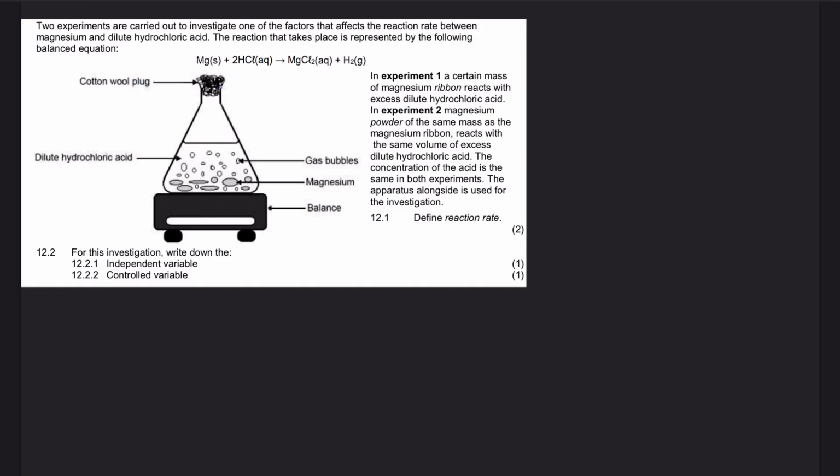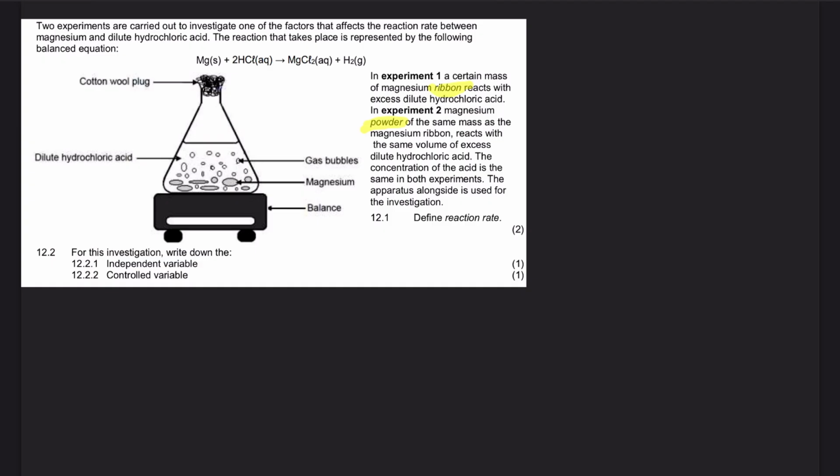They tell us that in experiment 1, a certain mass of magnesium ribbon, so they've written that in italics, so it must be important, reacts with excess dilute hydrochloric acid. In experiment 2, magnesium powder, again in italics, so it must be important, of the same mass as the magnesium ribbon, reacts with the same volume of excess dilute HCl. The concentration of the acid is the same in both experiments. The apparatus alongside is used for the investigation.